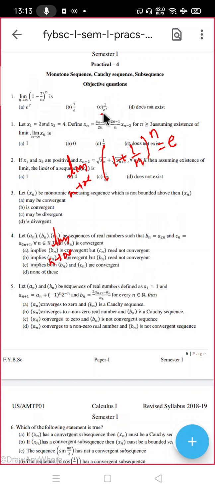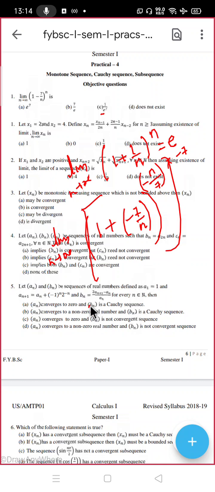C. Okay, let us check. Just quickly do it. I can write it as 1 plus minus 7 upon n. And in the numerator, I can write n by 7 minus n by 7 and multiply by minus 7. Correct? So this whole will become e. So the answer will be e raised to minus 7, that is 1 by e raised to 7. Nice. Option C.